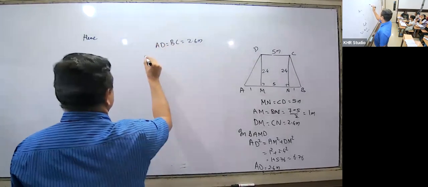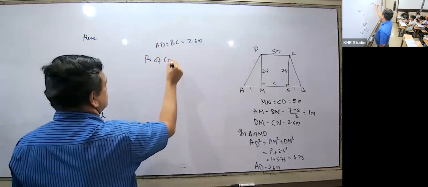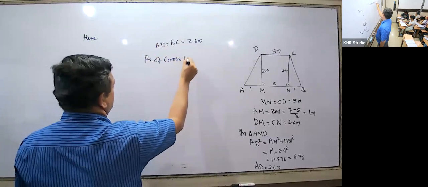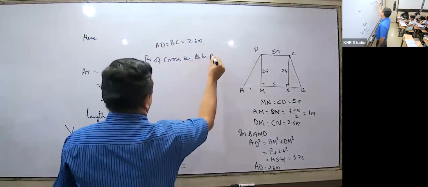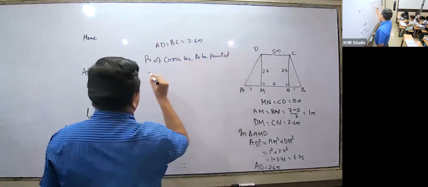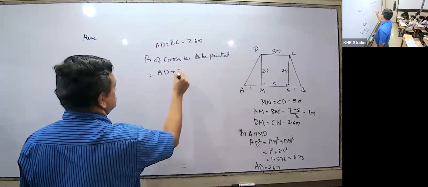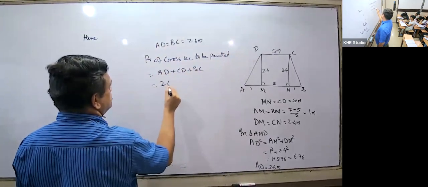Next, the perimeter of the cross section to be painted is equal to AD plus CD plus BC, that is 2.6 plus 5 plus 2.6. How much?